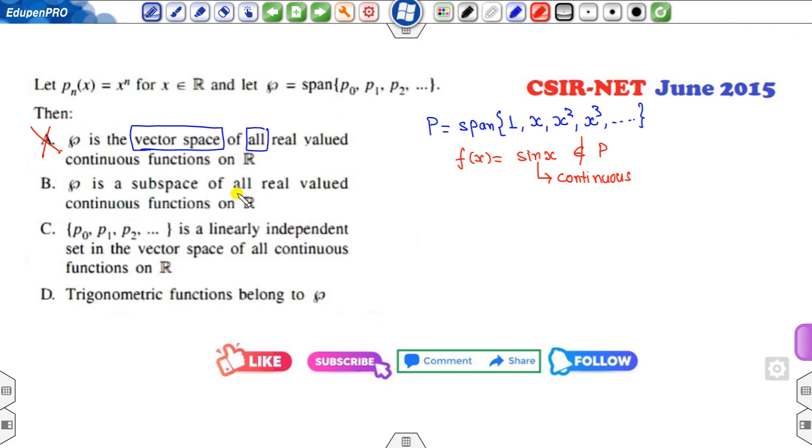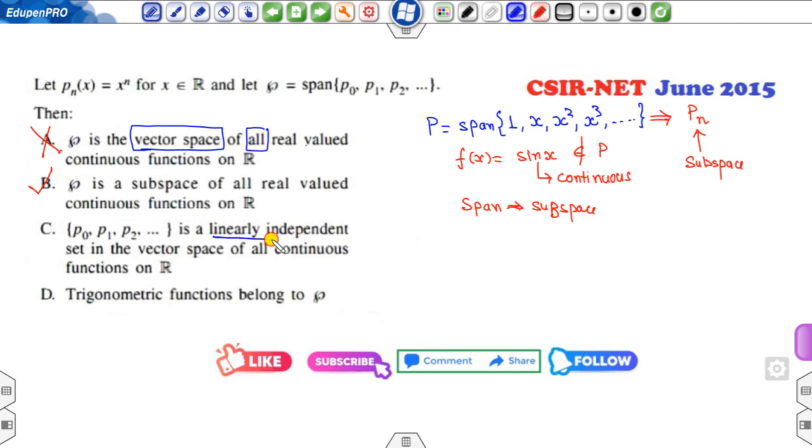P is the subspace of all real valued continuous functions. Is it a subspace? Yes. Why? Because if you choose any two, it's a polynomial. First of all, it's a polynomial, and P_n always forms a subspace. Moreover, a span always forms a subspace. The span is a subspace. So this option is the correct option.